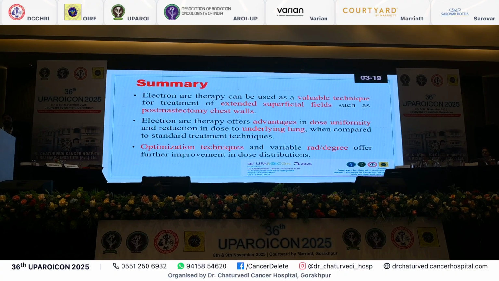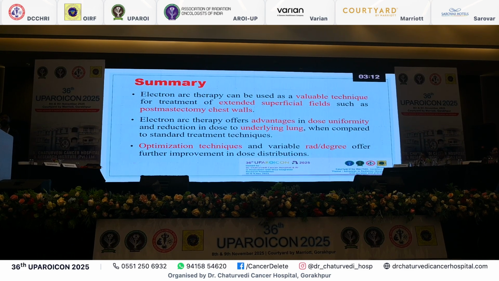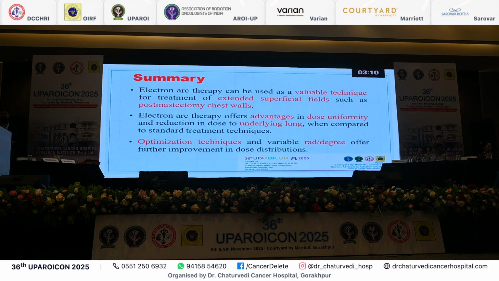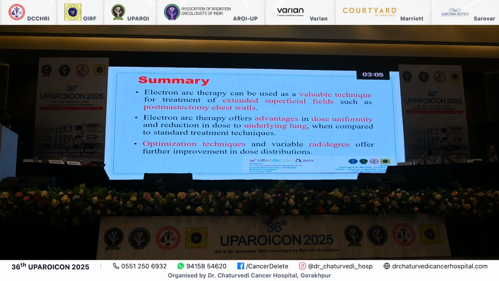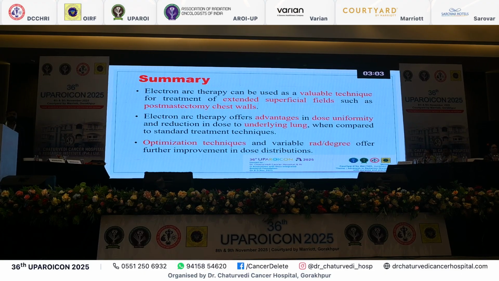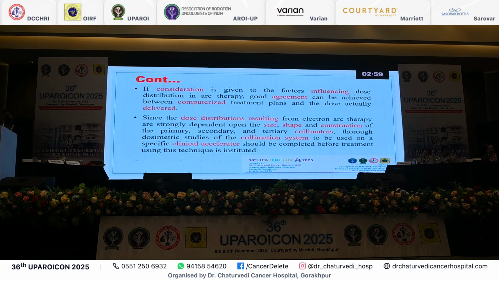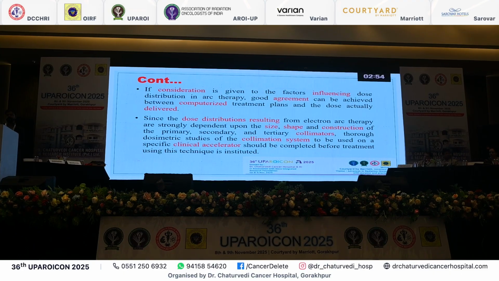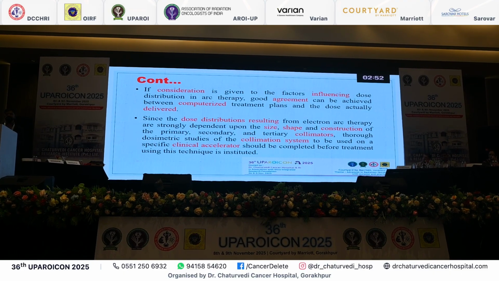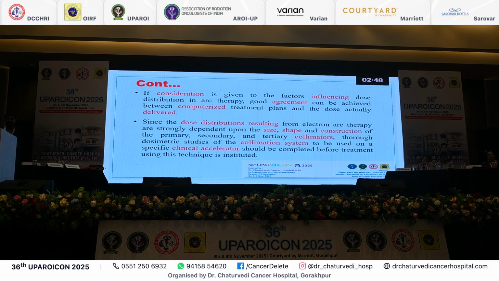Electron arc therapy offers advantages in dose uniformity and reduction in dose to underlying lungs when compared to standard treatment techniques. Optimization techniques and variable arc degree offer further improvement in dose distribution. Consideration must be given to factors influencing dose distribution in arc therapy. Good agreement can be achieved between computerized treatment plans and dose actually delivered.